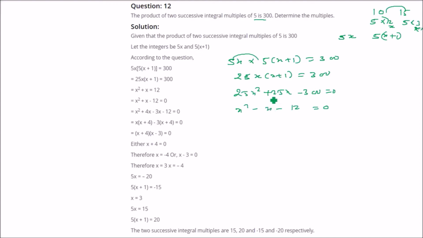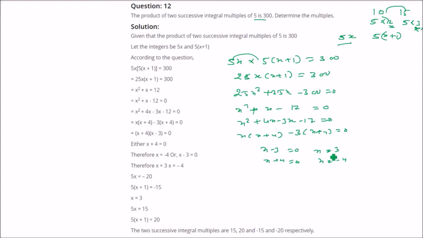Now what you can do here is, 12 can be written as 4 into 3, so x square plus 4x minus 3x minus 12 equal to 0. So you take x common, x plus 4. Take 3 common, minus 3, x plus 4. So x minus 3 and x plus 4 will be equal to 0. x will be equal to 3 and x will be equal to minus 4. So these are the two values which can be used for finding out the multiples.